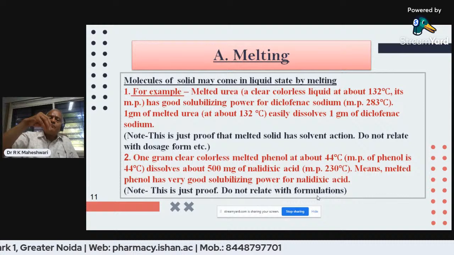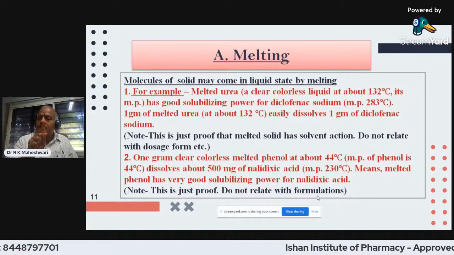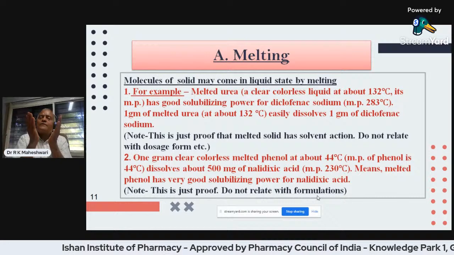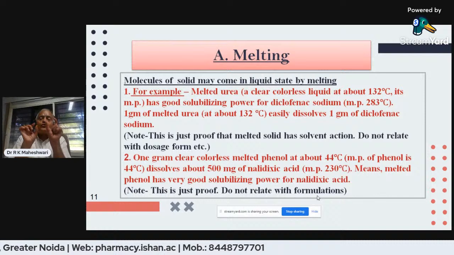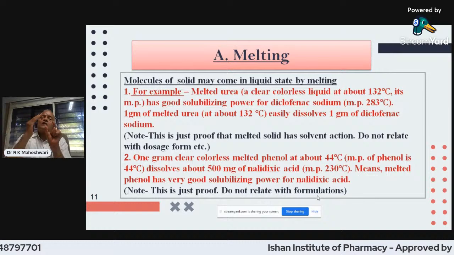You get a clear solution. Although you are not making any formulation, what you are observing is that melted urea is a good solvent for diclofenac sodium. Diclofenac sodium has very good solubility in melted urea. One more thing: the melting point of diclofenac sodium is 283 degree centigrade. So there is no melting of diclofenac sodium. Rather, you are getting a solution of diclofenac sodium in melted urea. If you cool this liquid, it will solidify, but that is a different thing.